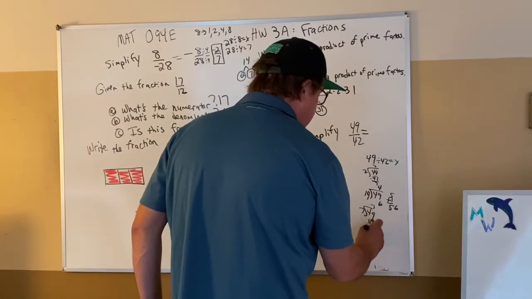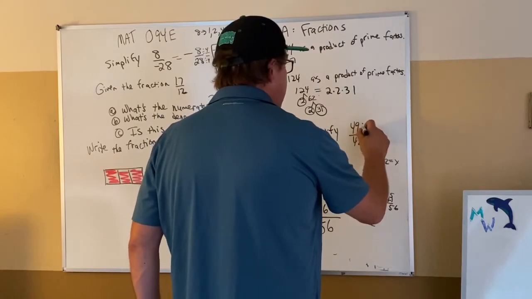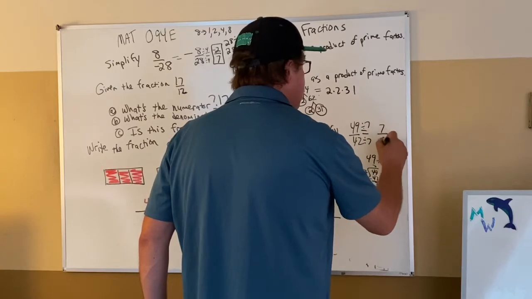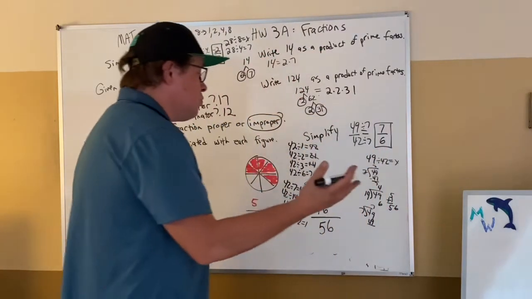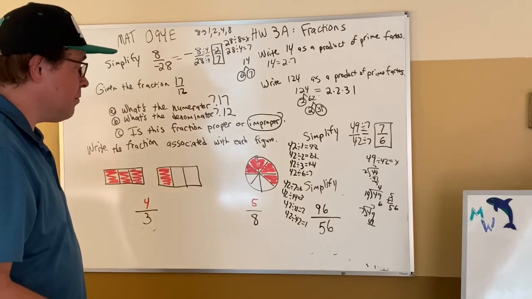I get the 49 right here. So I'm going to divide both of them by 7. Divide 49 by 7. Divide 42 by 7. This gets me a 7 on top, 6 on the bottom, 7 over 6, also known as 1 and 1 over 6 to some people. But 7 over 6 is just fine.